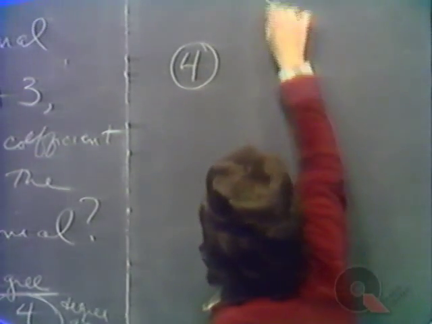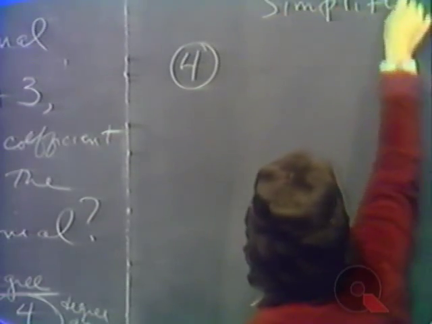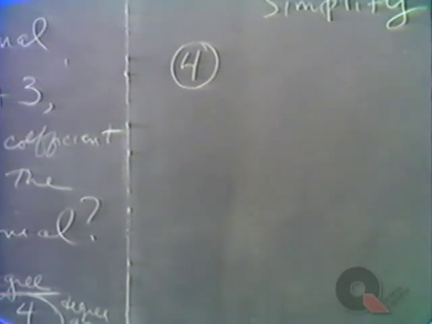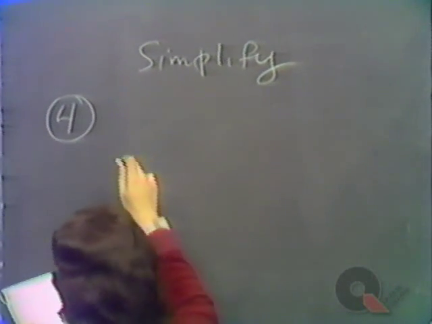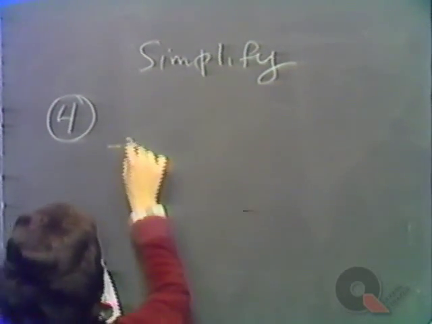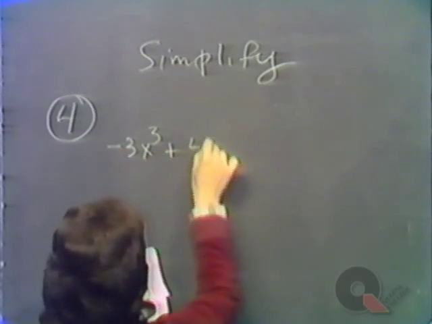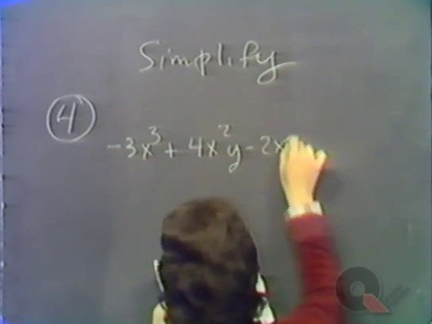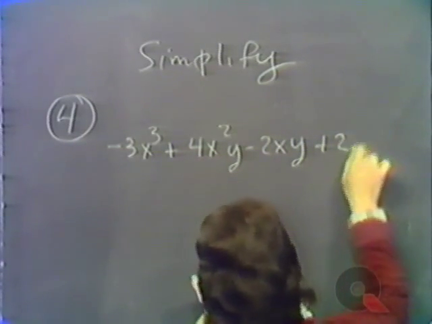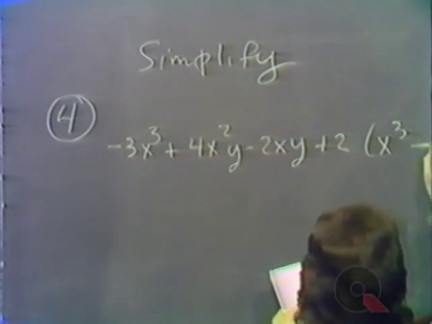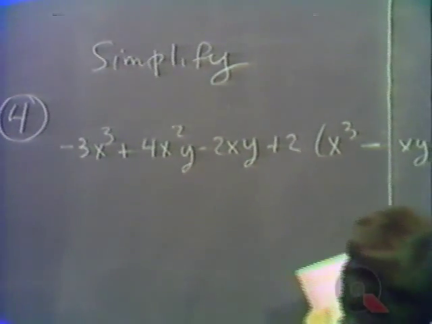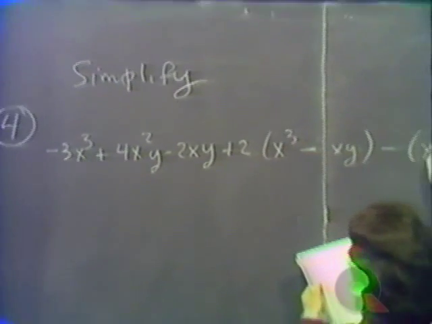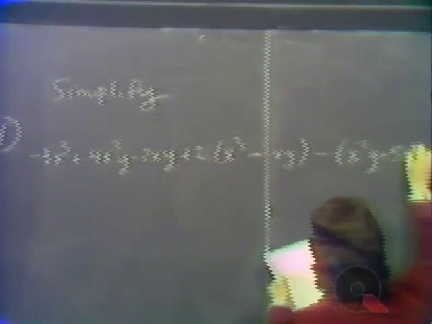In our next example, I want you to perform the indicated operations and simplify. Okay, just to shortcut, we'll just say simplify, but it means to perform all of the indicated operations and simplify the following. Minus 3x cubed plus 4x squared y minus 2xy plus 2 times x cubed minus xy, minus, in parentheses, x squared y minus 5x cubed.